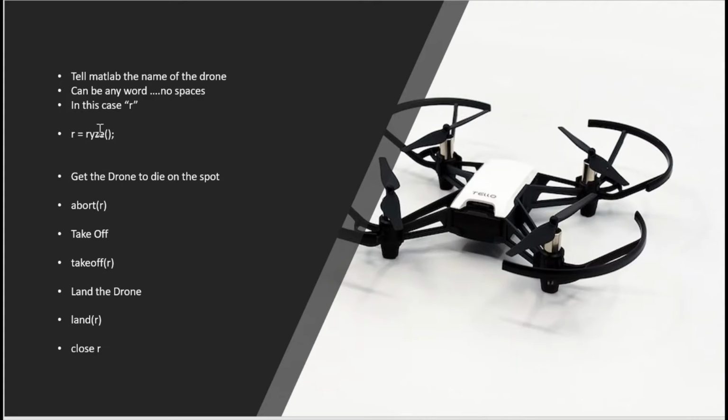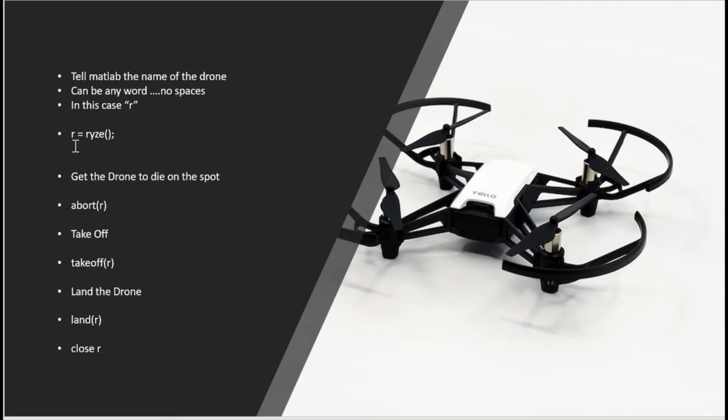Now, if things are going wrong, you can use abort with R, and whatever it's doing at the current time, it'll stop and land. You can use takeoff R, which forces the drone to take off and hover at about 0.6 of a meter off the ground, and land R will land it.